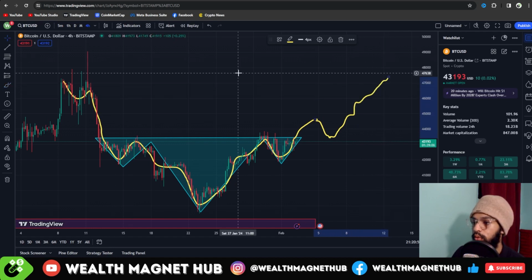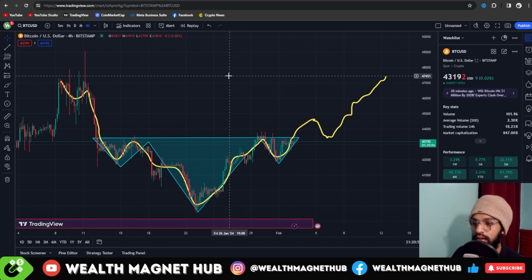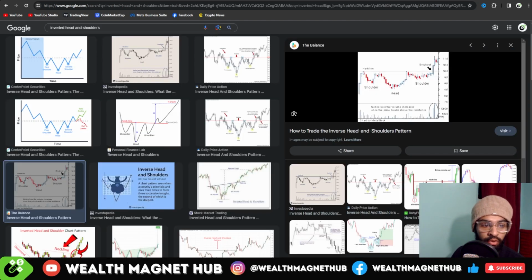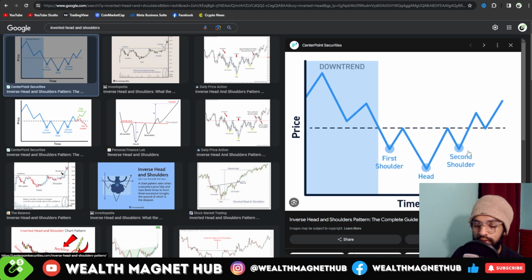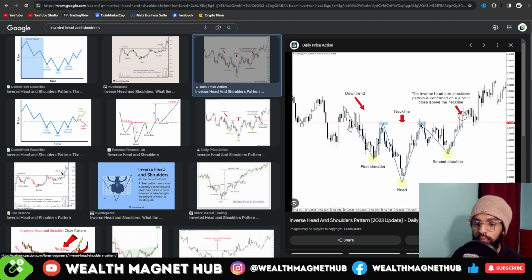Now this is proven because it has happened many times in history. Even if we look at any picture, we can see that we have this breakout from this inverted head and shoulders. We see a retest again, so that is a very important part of this current trend. We see the breakout, then we see the retest, then we go on to our bullish trend. Right here we can see a practical example of what this is.